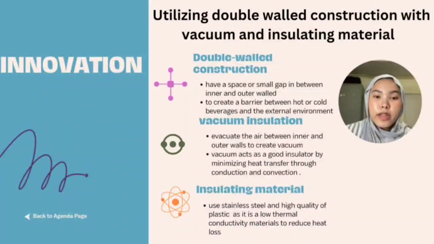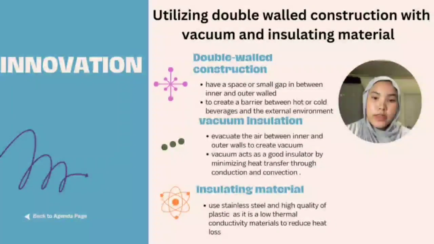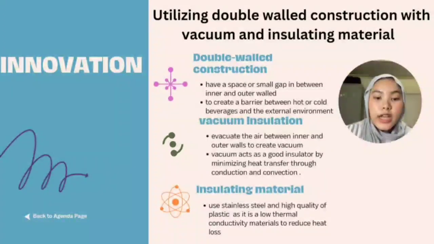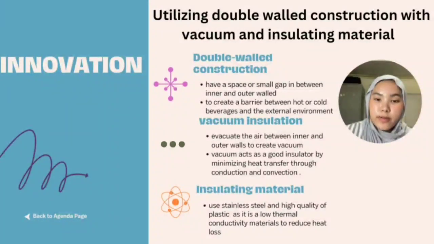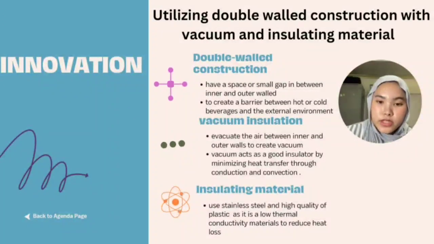Innovation for the thermal mugs, utilizing double wall construction with vacuum and insulating material. First, double wall construction has a space or small gap between the inner and outer walls to create a barrier between hot or cool beverages and the external environment. Second one is vacuum insulation. We evacuate the air between the inner and outer walls to create a vacuum. The vacuum acts as a good insulator by minimizing heat transfer through conduction and convection.